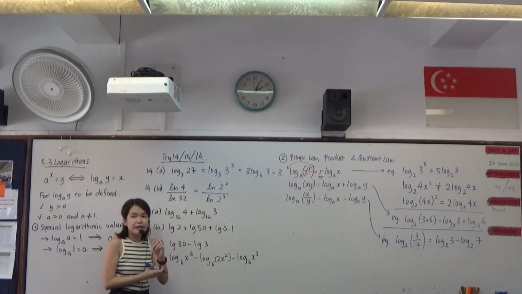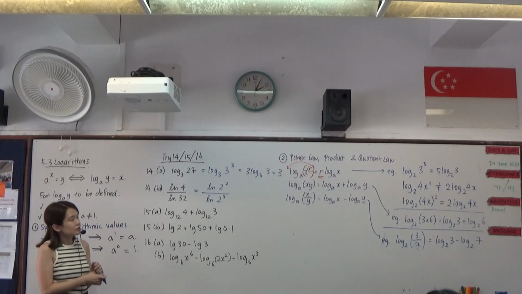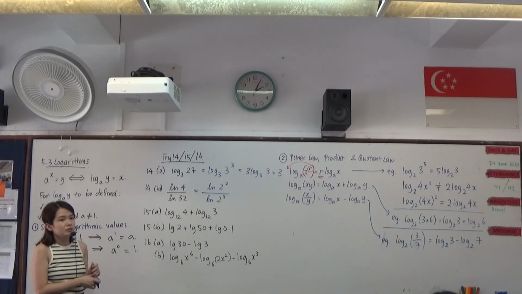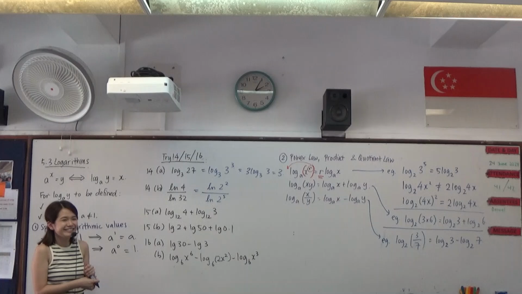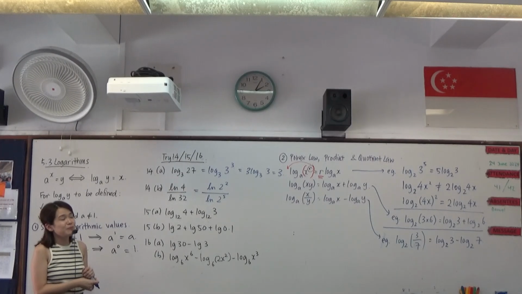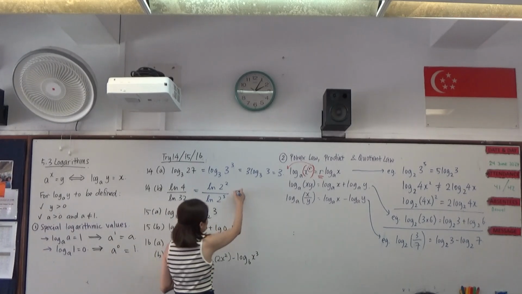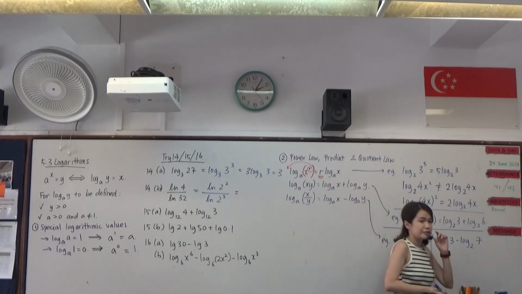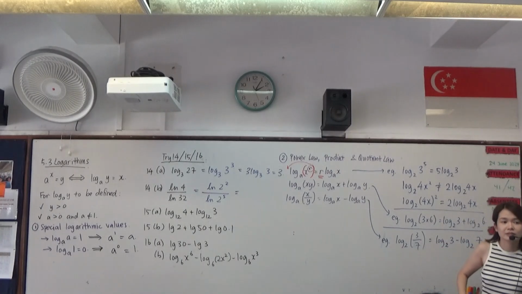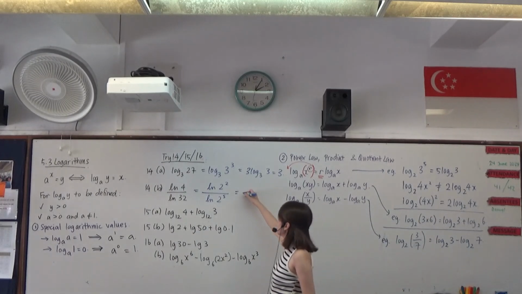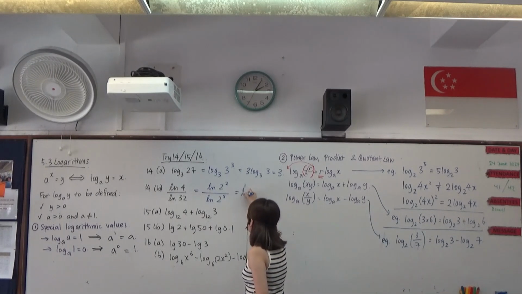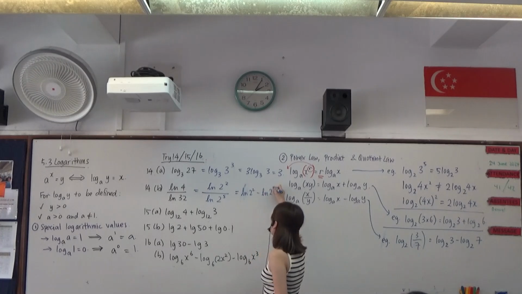Log 2 squared, what can you do with that? Yang Yi, what do you think? You're twirling your hair, so I suppose there are things going on inside. So log 2 squared, what can I rewrite it as? Okay, so Yang Yi says log 2 squared minus log 2 to the power of 5.